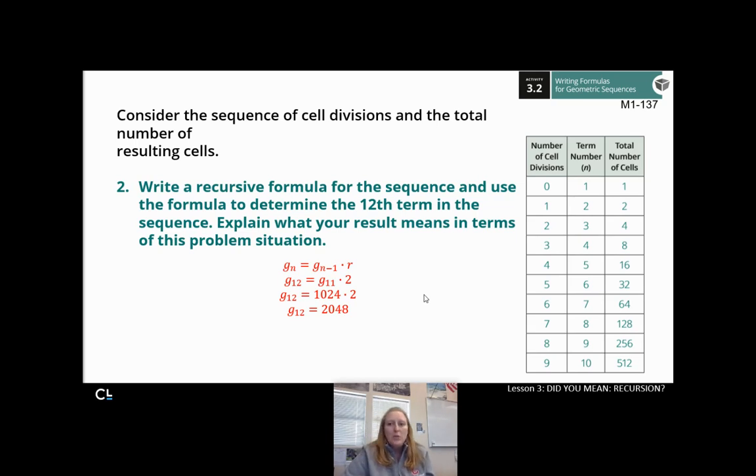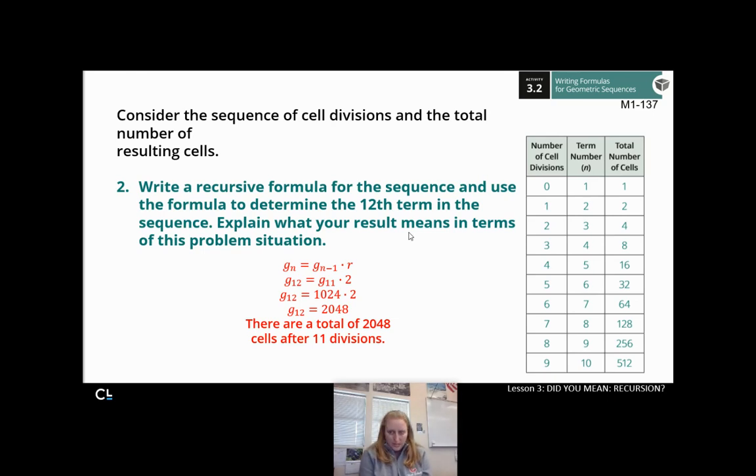We need to explain what this means. So if it's the 12th term, that means there's only been 11 divisions of the cell. So that means there'll be a total of 2,048 cells after 11 divisions. Now, of course, this was all fine and good because we were only looking for the 12th term, which was pretty easy to do since we'd finished off at the 10th term.